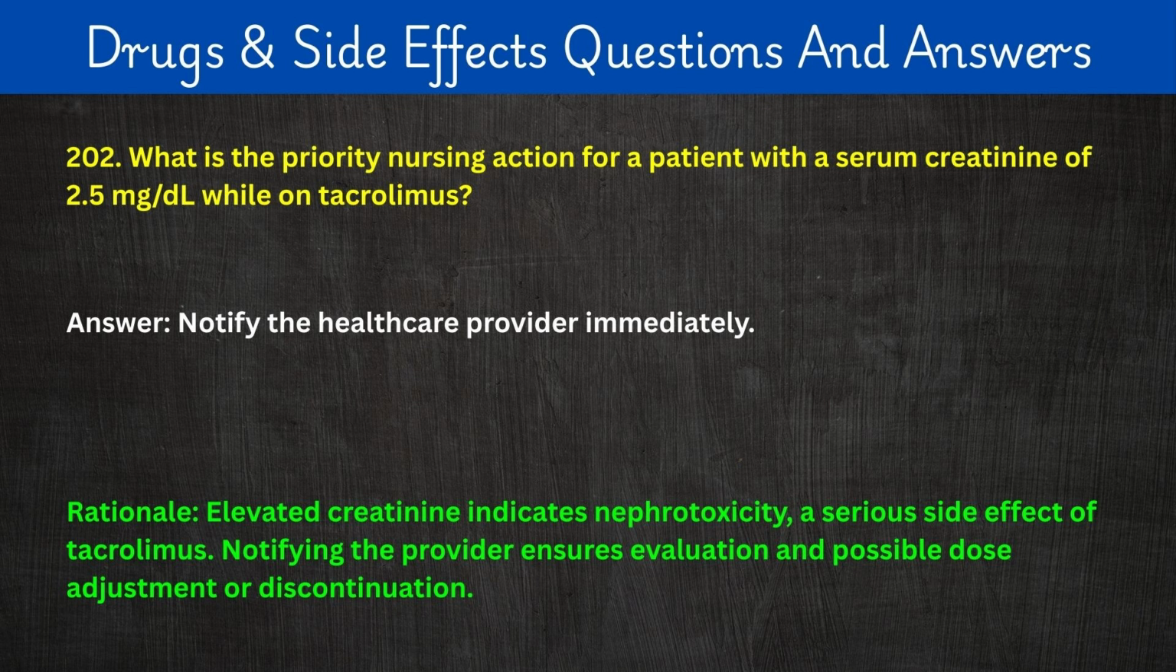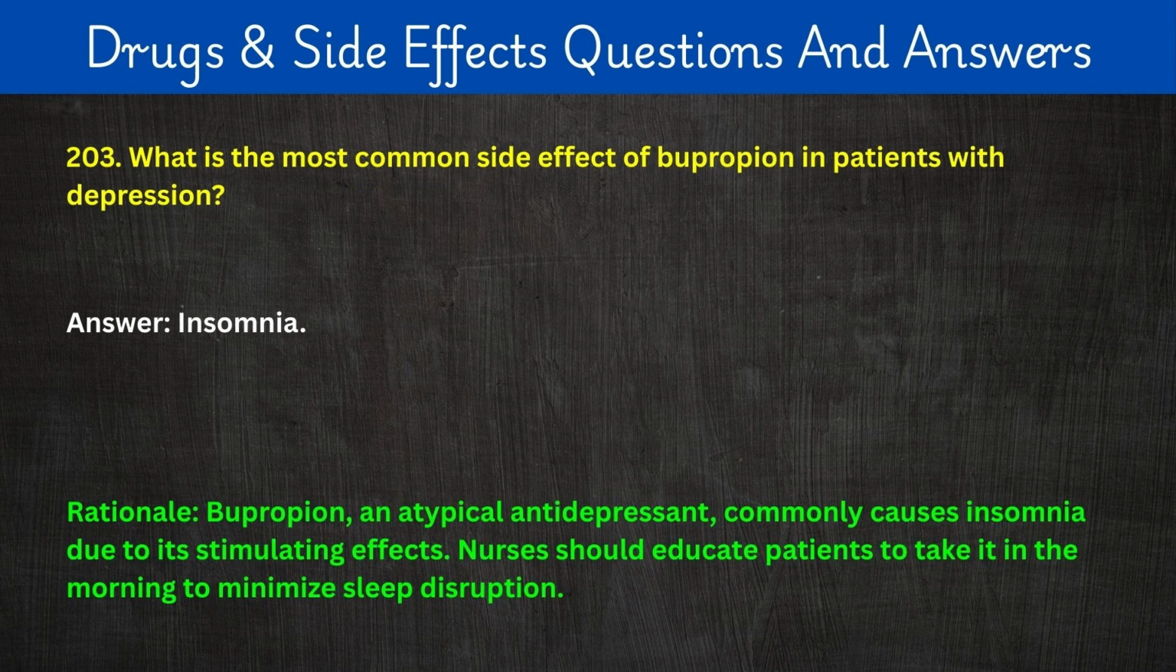202. What is the priority nursing action for a patient with a serum creatinine of 2.5 milligrams per deciliter while on tacrolimus? Answer: notify the healthcare provider immediately. Rationale: elevated creatinine indicates nephrotoxicity, a serious side effect of tacrolimus. Notifying the provider ensures evaluation and possible dose adjustment or discontinuation.